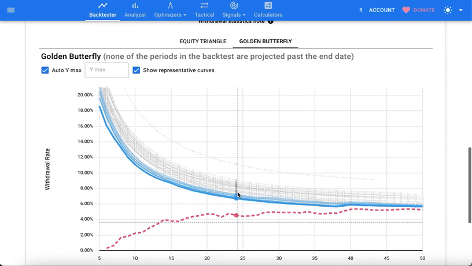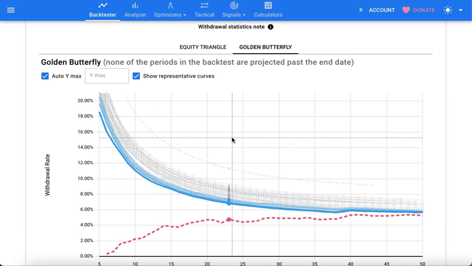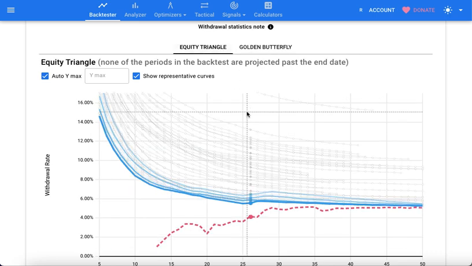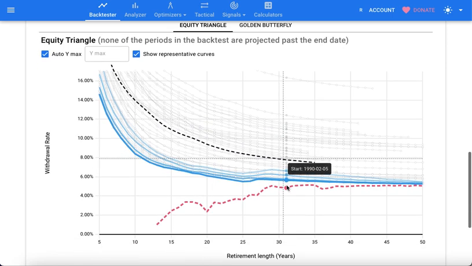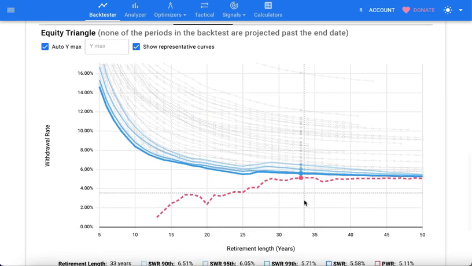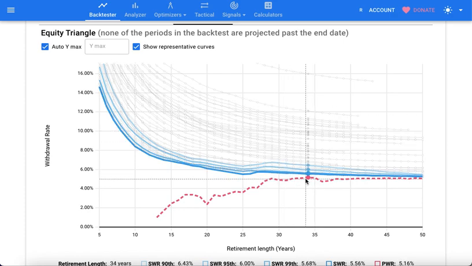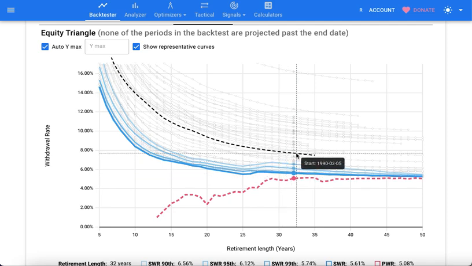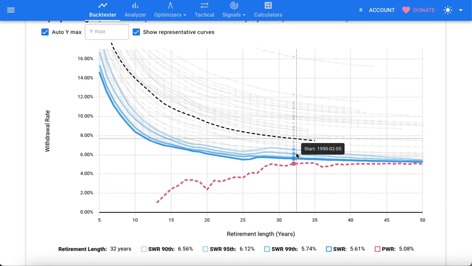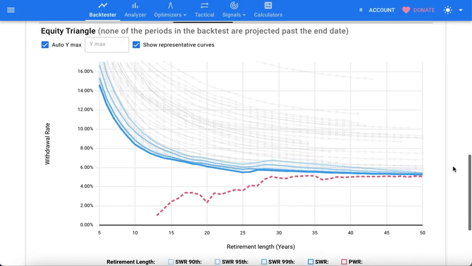So you can see that there. You can compare the golden butterfly here to the equity triangle, and you'll just see that rates tend to be a bit higher for safe withdrawal rate, but your perpetual withdrawal rate is going to actually increase as you lengthen it, which in some ways is more assuring. Okay, so those are the curve charts.